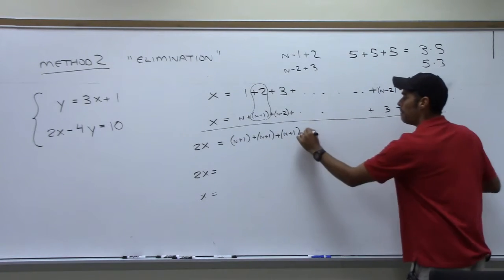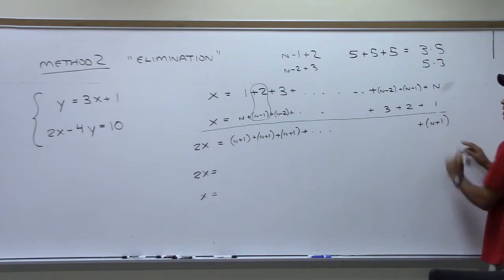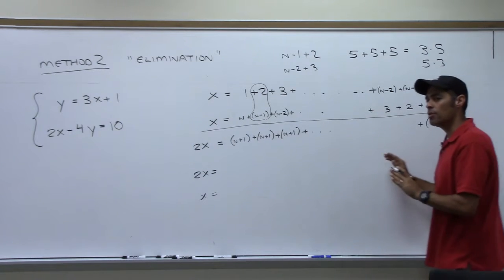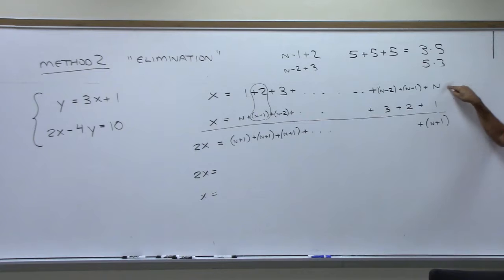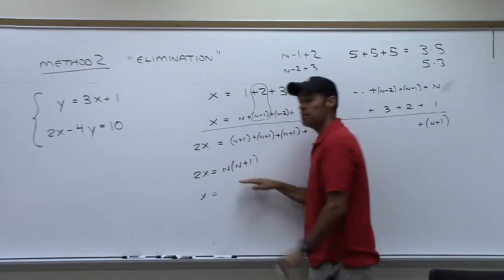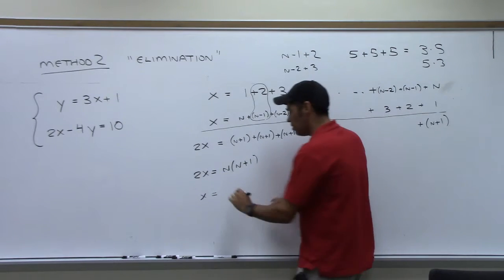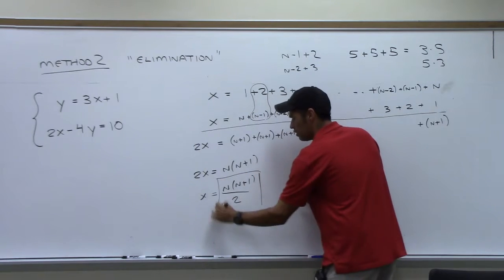And this will continue to happen all the way until I get to the last one. It'll still be N plus 1, won't it? Now here's the tricky part. How many N plus 1s are there? N of them, right? Not 100 of them, N of them. So this becomes N times N plus 1. And that's twice what I want, so if I divide by 2, I get n times n plus 1 over 2, which is the formula.